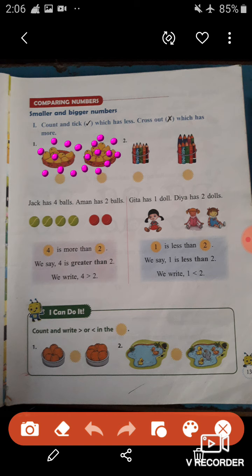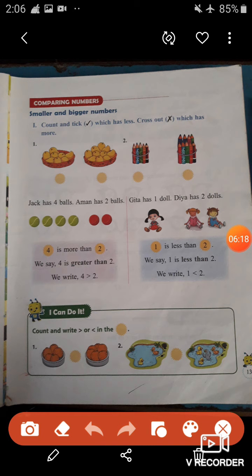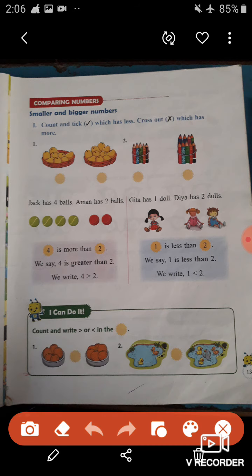So in the first basket there are less mangoes than in the second basket. So here you have to tick, and in the next there are 10 mangoes, it means they are more than 8, so you have to cross here.